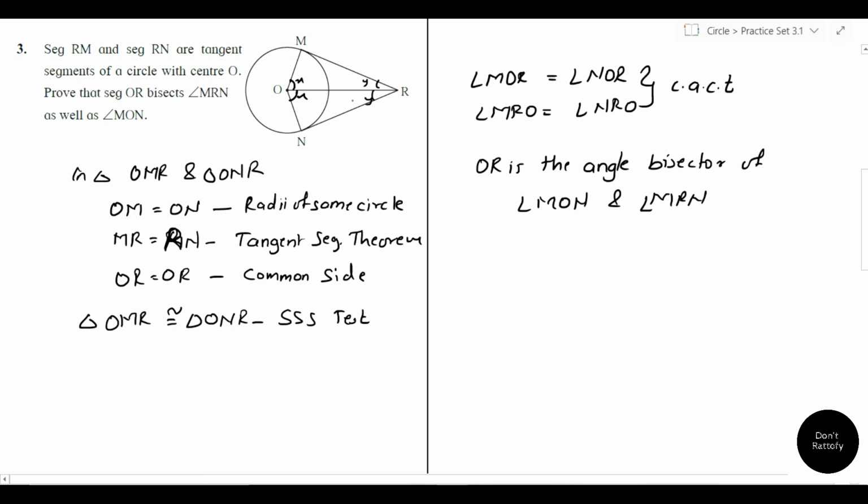Fine. So with this we have proved that OR, or the segment joining the center of the circle and the external point, bisects the angle formed by the radii at the center and by the tangents at the external point. Okay, you can use this in many other sums in the coming videos. So with this sum we have completed the video, and we have completed the tangent segment theorem concept.